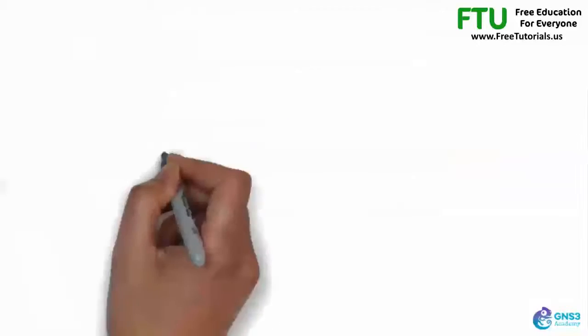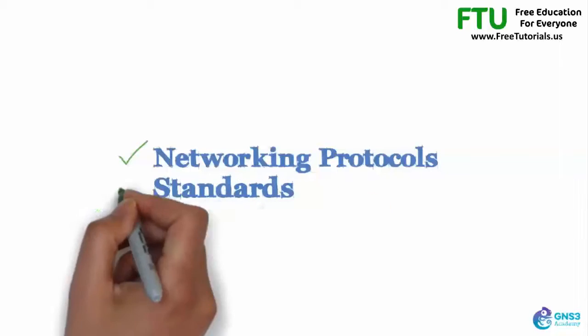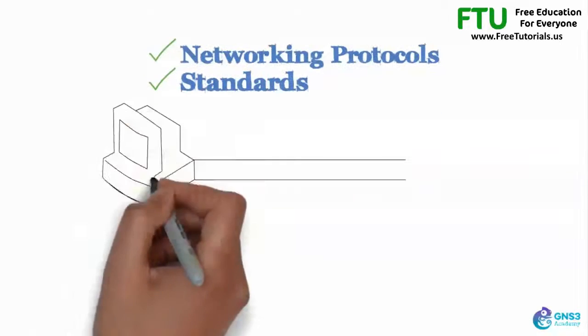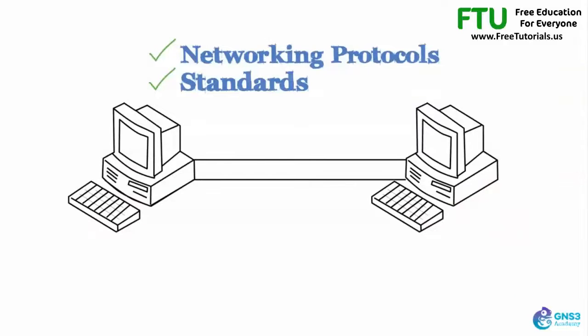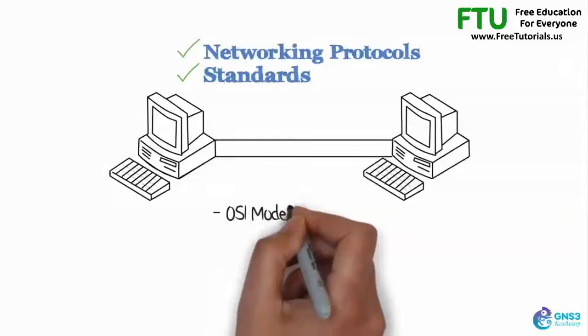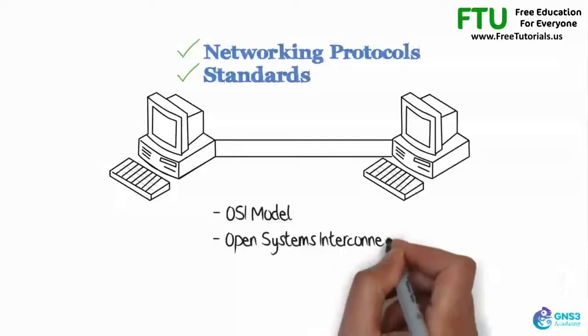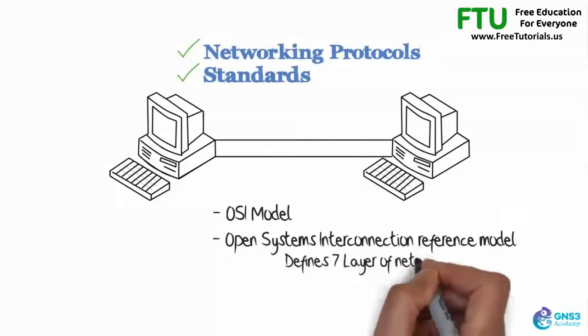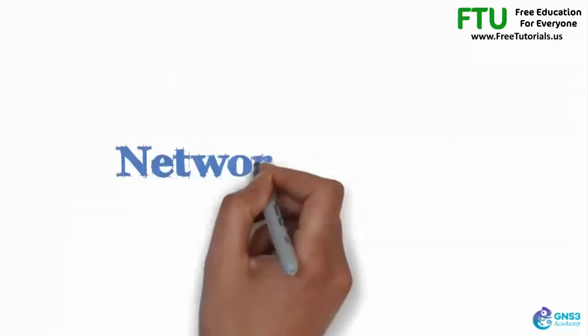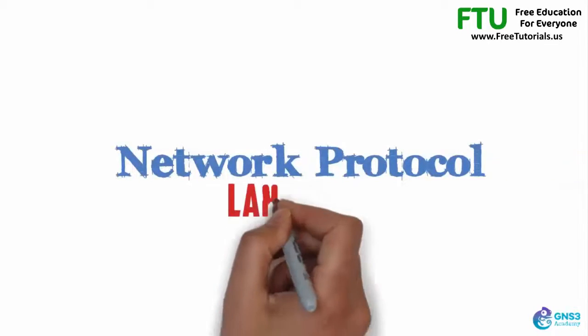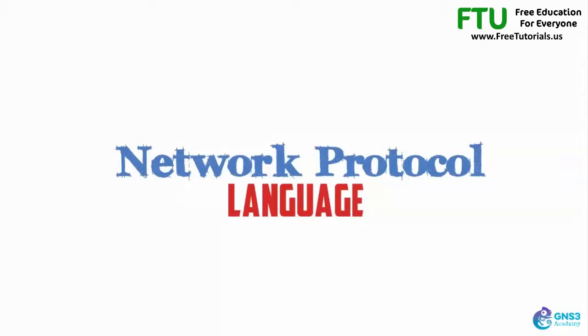Now in networking, there are many types of networking protocols and standards to ensure that computers can effectively communicate with other devices which may be right next to them or on the other side of the world. Later in this course, you'll learn about the OSI model, or Open Systems Interconnection Reference Model, which defines 7 layers of networking protocols. For now, simply understand that a network protocol is essentially a language that governs the communications between networking devices.